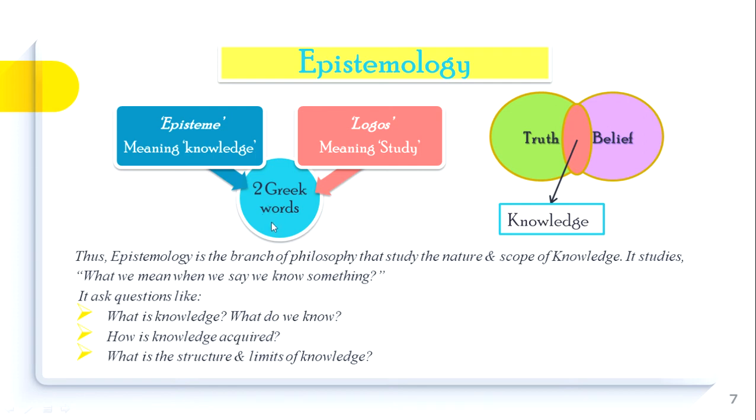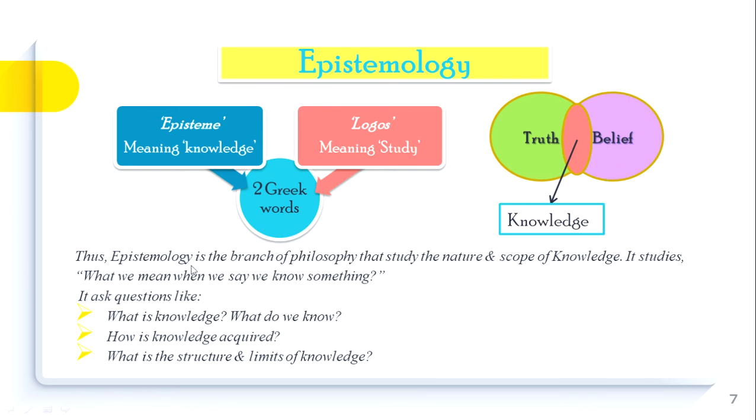Epistemology was derived from two Greek words, episteme and logos. Episteme means knowledge and logos means study. So epistemology basically means the study of knowledge. The definition of knowledge was given by Plato. He stated that knowledge is nothing but justified true belief. So for anything to be called knowledge, it should be true as well as justified and believed by the majority.